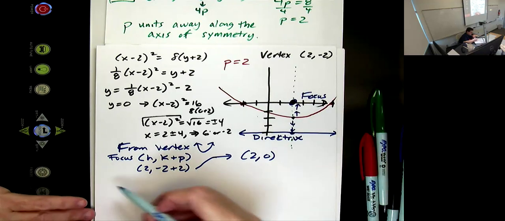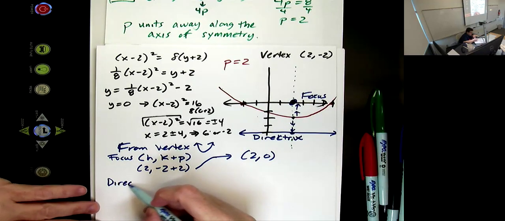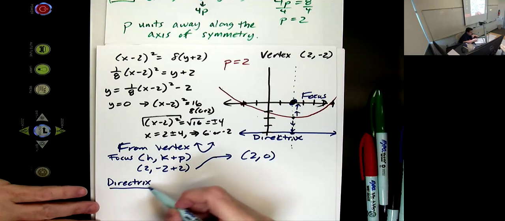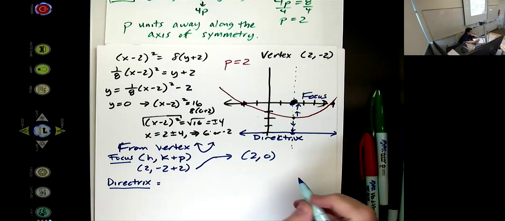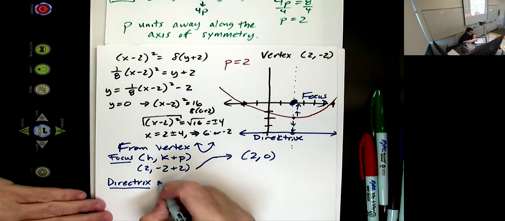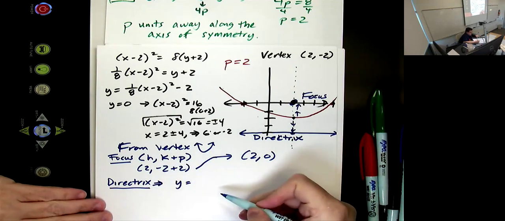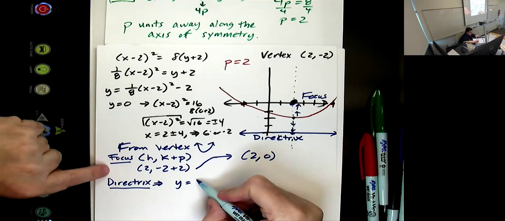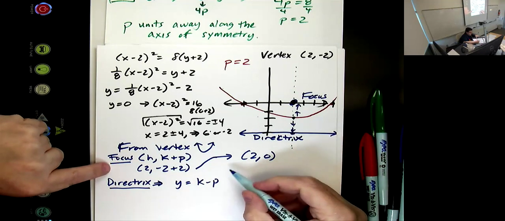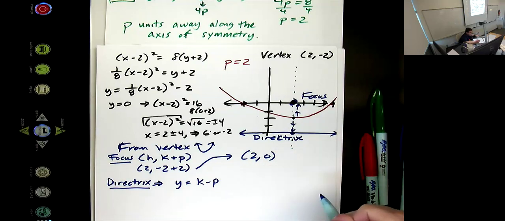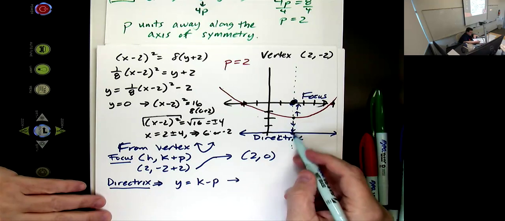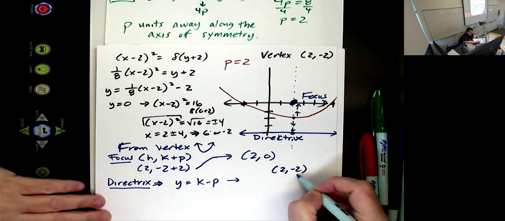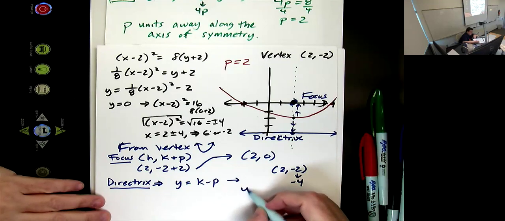The directrix is a line. What does the equation of a horizontal line look like? Y equals something. It's a y equals thing. So if you're not sure what the y value is, do k minus p. In this case, we went down 2 from negative 2, which puts us at negative 4, so y equals negative 4.